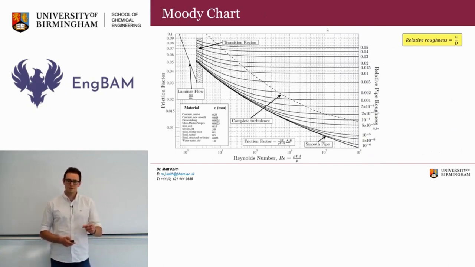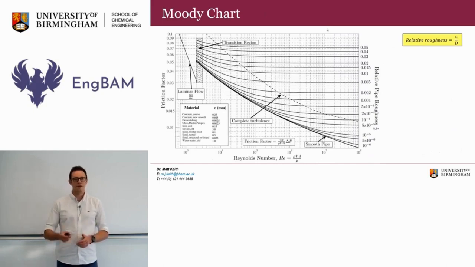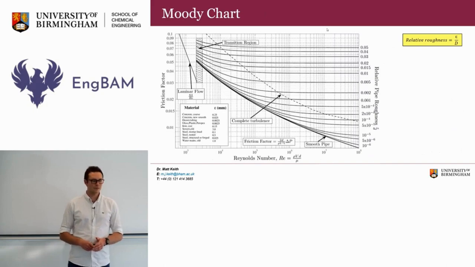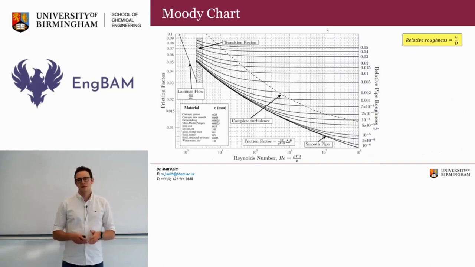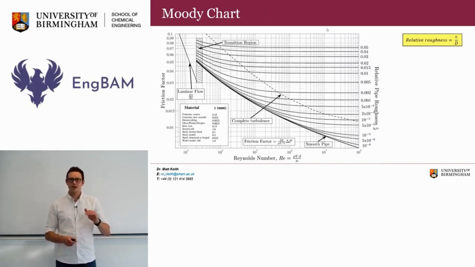You take epsilon, which is the absolute height of roughness in that pipe, and divide by the pipe diameter. That absolute pipe roughness can be taken by looking at the average height of the surface defects within the pipe wall. So, to use the Moody chart, we first calculate our Reynolds number.